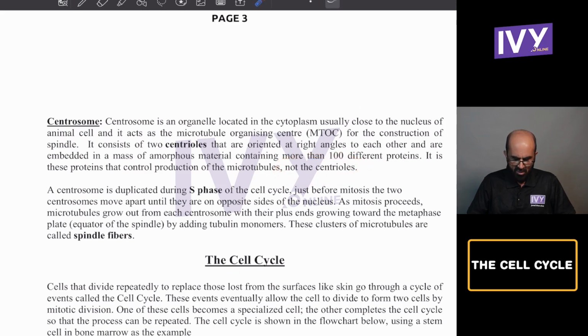So a centrosome is duplicated during S phase. Its doubling takes place in the S phase of the cell cycle. Just before mitosis, the two centrosomes move apart until they are on opposite sides of the nucleus. As mitosis proceeds, microtubules grow out from each centrosome with their plus ends growing toward the metaphase plate, the equator of the spindle, by adding tubulin monomers. So these clusters of microtubules are called spindle fibers.